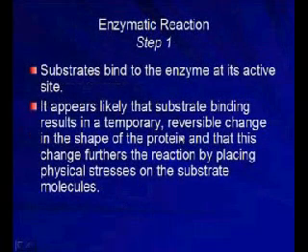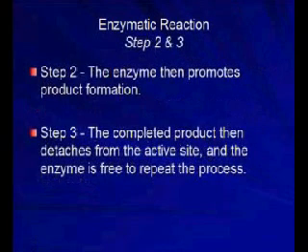These are the enzymatic steps involved. Step 1, substrate binds to an enzyme at its active site. It appears likely that the substrate binding results in a temporary reversible change in the shape of the protein, that its change furthers the reaction by placing physical stresses on the substrate molecule. Step 2, the enzyme then promotes product formation. And then in step 3, the completed product detaches from the active site and the enzyme is free to repeat the process.